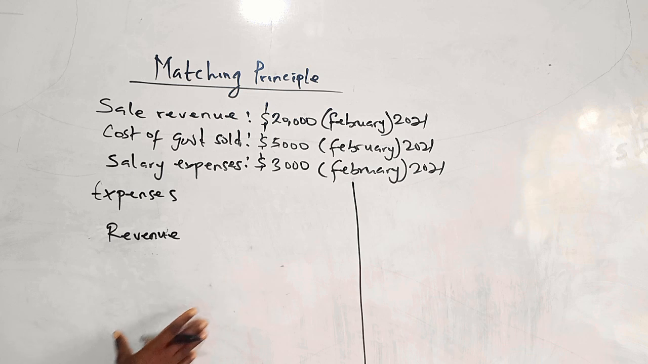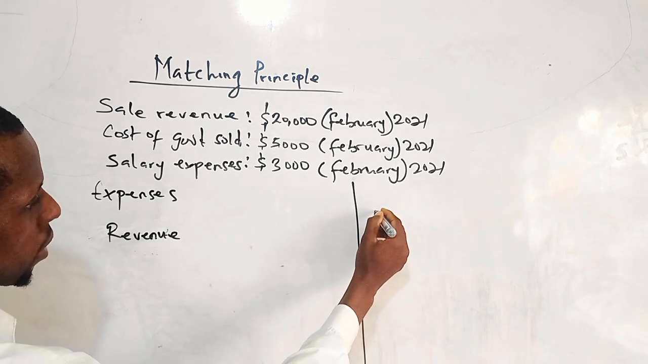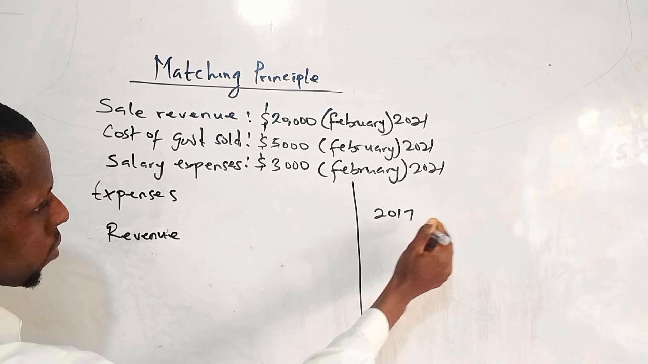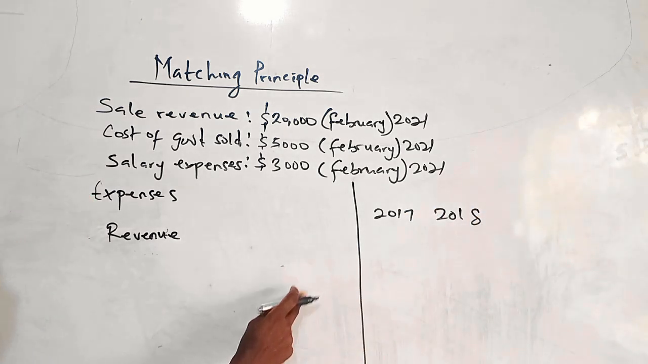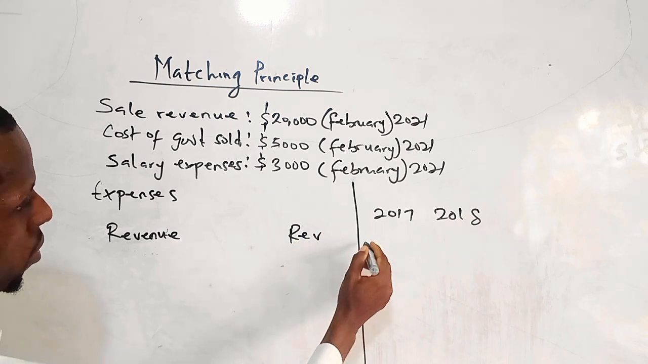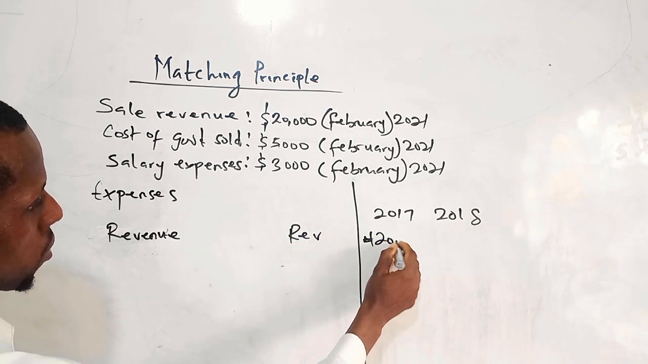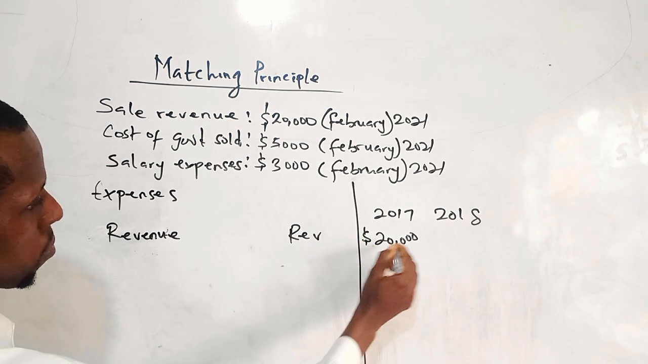Okay, so what am I saying? So let's say a company has, as at 2017 and 2018, let's say the revenue the company generates, let us assume, is 20 million. Okay, $20 million. So the revenue is $20 million.